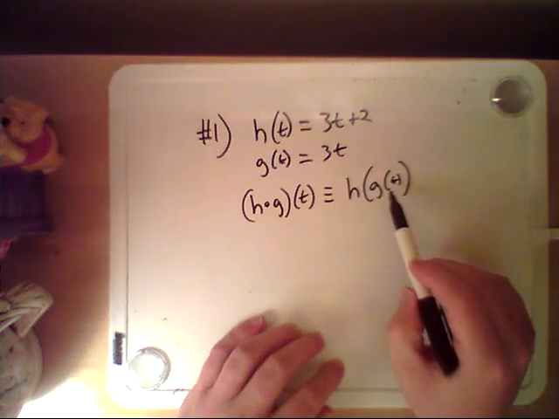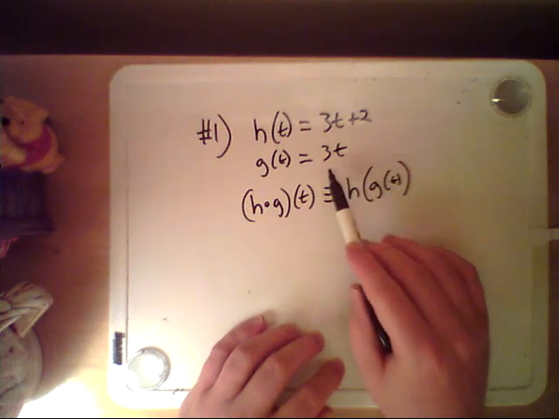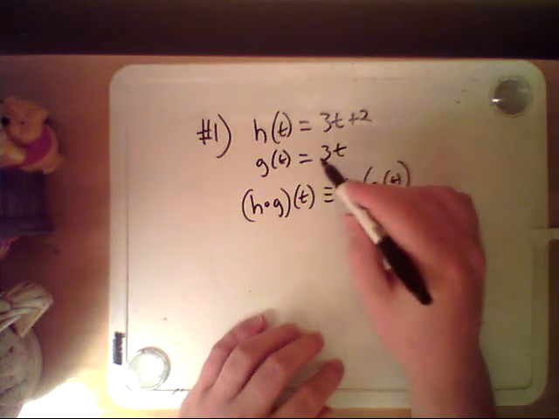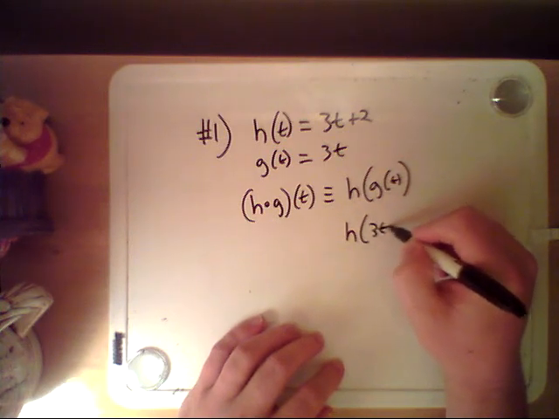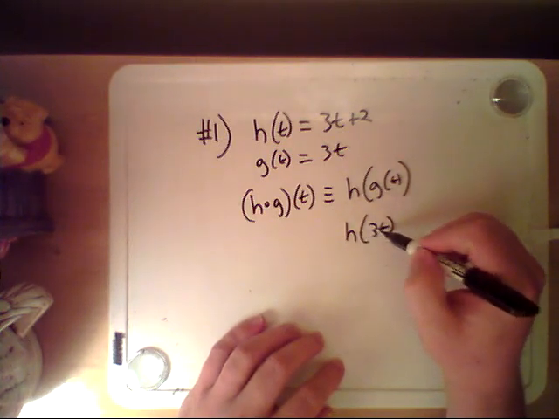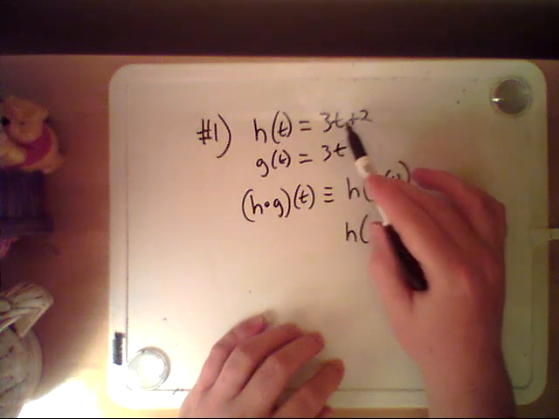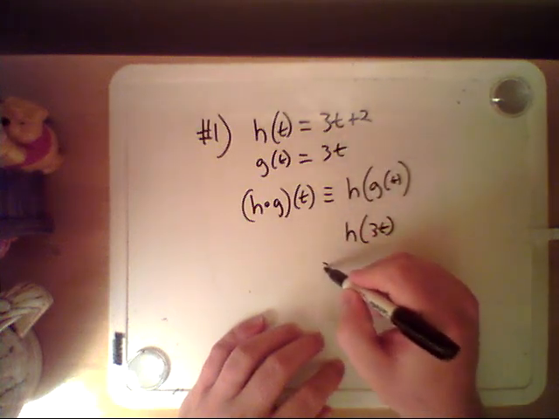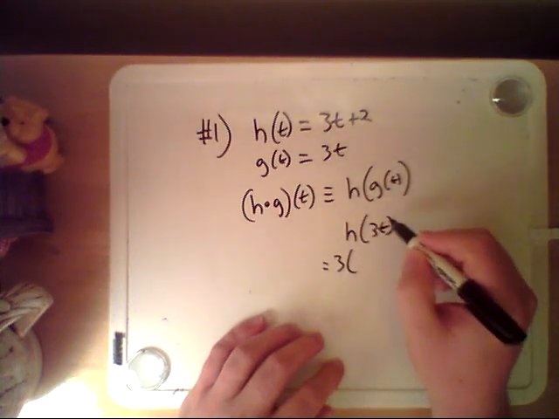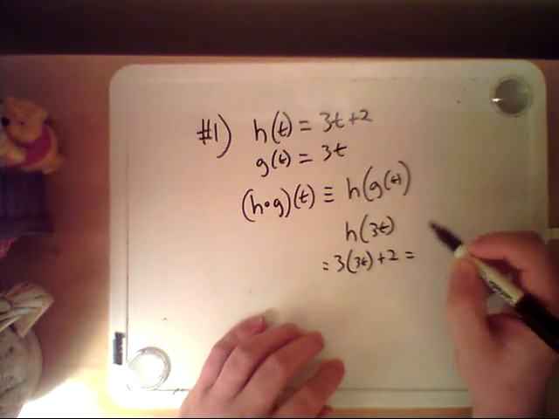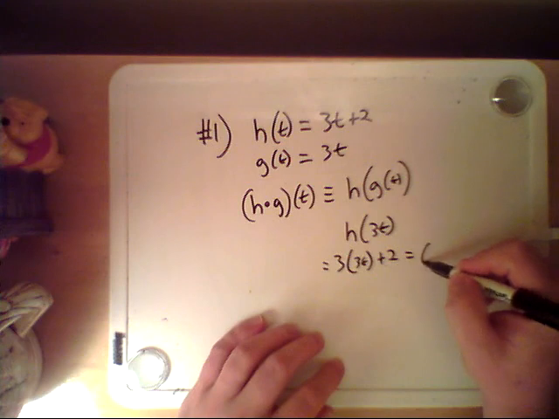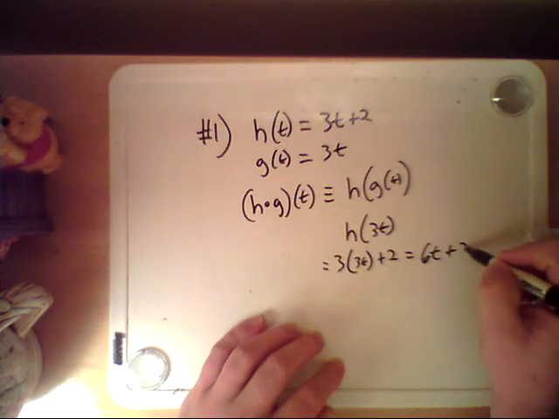So first we have to find g of t, which would be 3t. So we can replace this g of t with 3t, so we're going to find h of 3t. And to find h of 3t, we're going to plug 3t into the h function, which would give us 3 times 3t plus 2, which equals 6t plus 2.